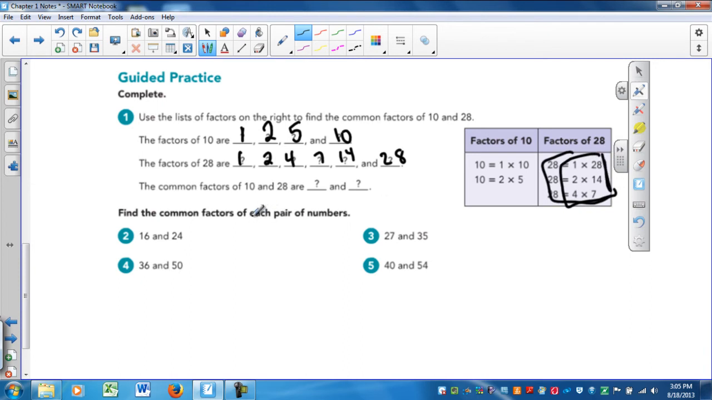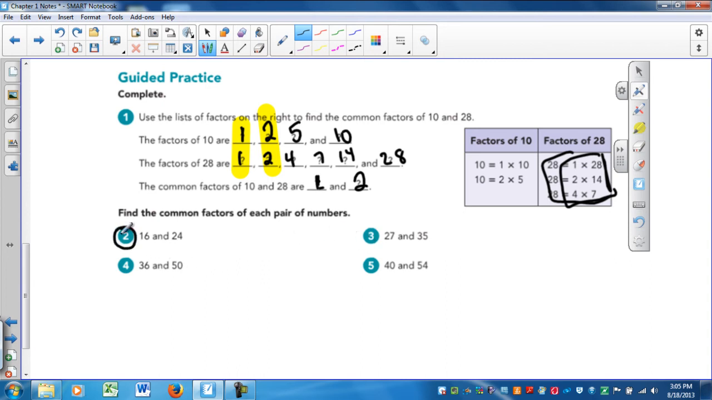Those are your factors. And then you look at it and go, oh, well, which ones do they have in common? They have 1's in common. They have 2's. And that's it, right? They don't have 5. They don't have 4, 7. They don't have anything else in common. That's okay, but they do have the number 1 in common. They have the number 2 in common.